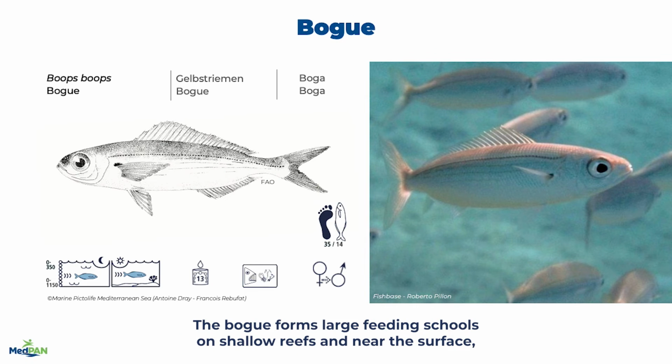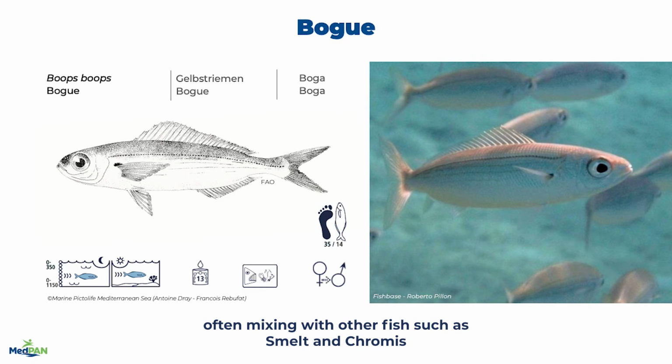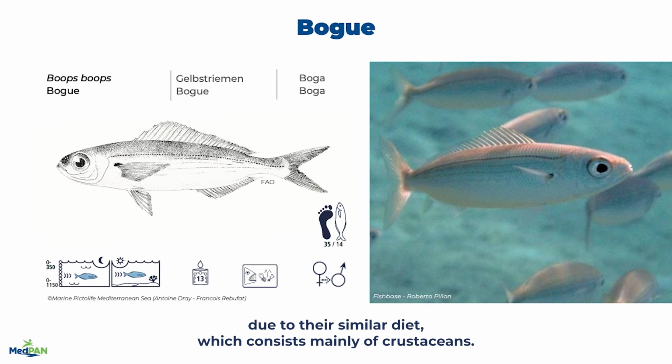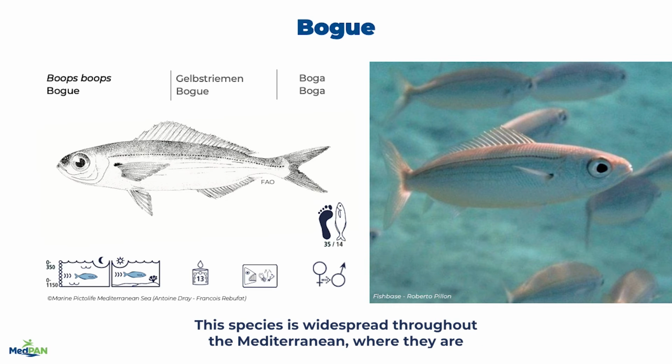The bogue forms large feeding schools in shallow reefs, and near the surface, often mixing with other fish such as smelt and chromis due to their similar diet, which consists mainly of crustaceans. During the day, they are found in shallow waters, but at night they move to deeper areas. This species is widespread throughout the Mediterranean, where they are a common target for both commercial and recreational fishers.